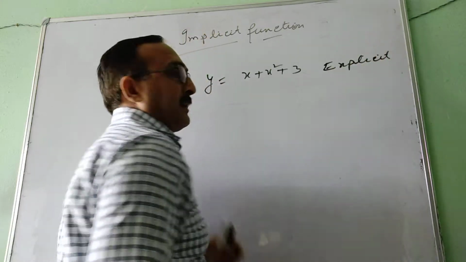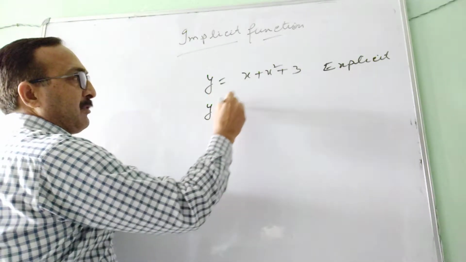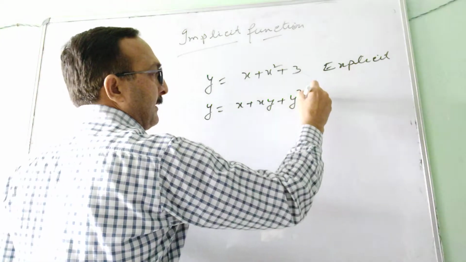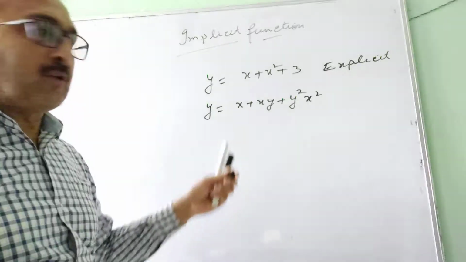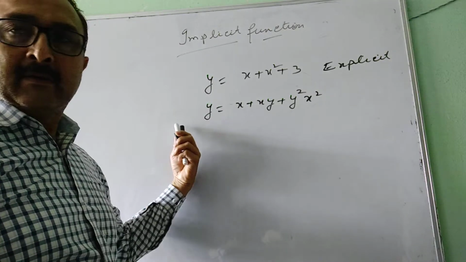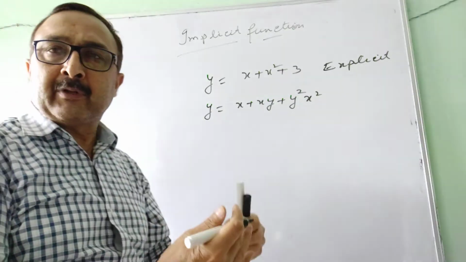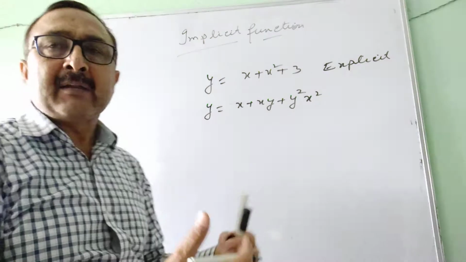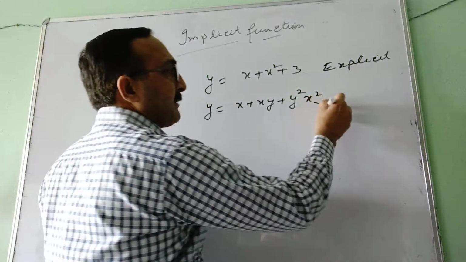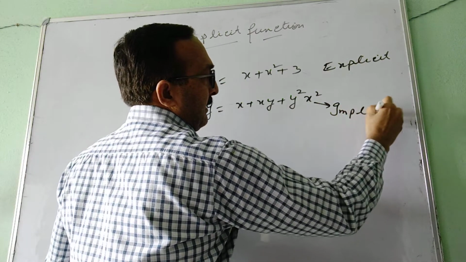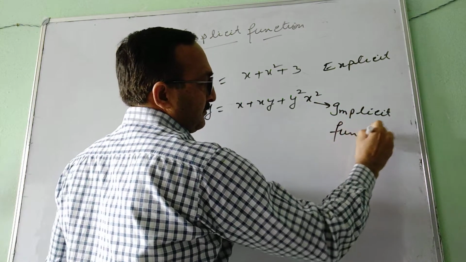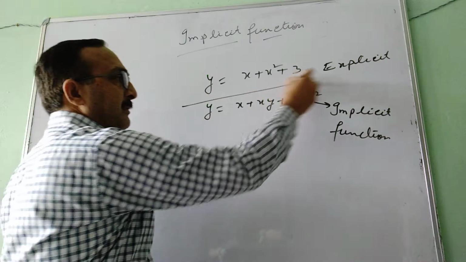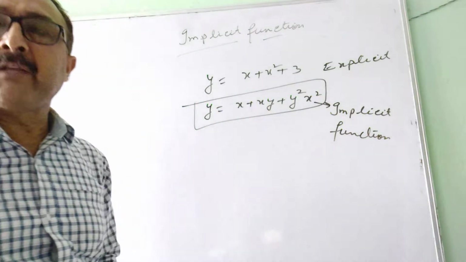If I write the function y equal to x plus xy plus y square x square, now you observe y is on the left hand side, but x and y both variables are mixed up on the right hand side. So that means they are mixed up. That is known as an implicit function. Now we are going to find the differentiation of this kind of problem, the implicit function.